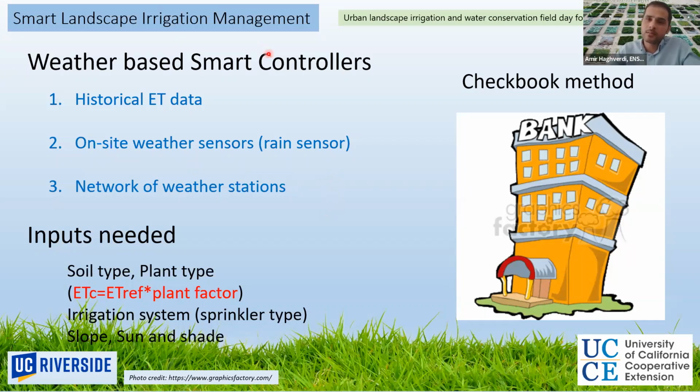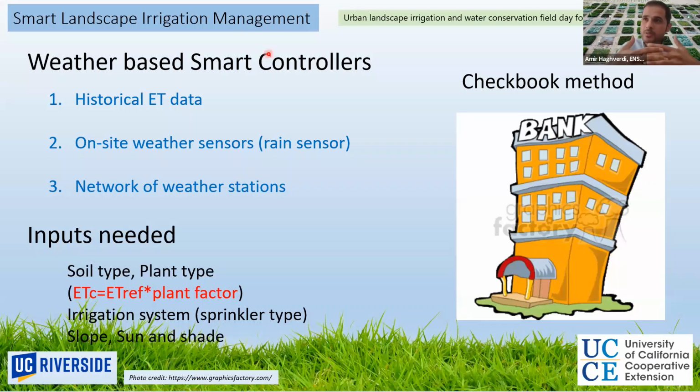So let's talk about the weather-based irrigation controllers and wrap that up, and then we switch to the soil moisture-based controllers. The weather-based controllers come in three types. They either use historical ET data, which I don't think is the best way. I mean, it's better than nothing, but it doesn't really capture year-to-year variability.